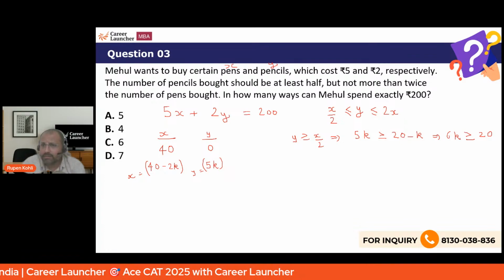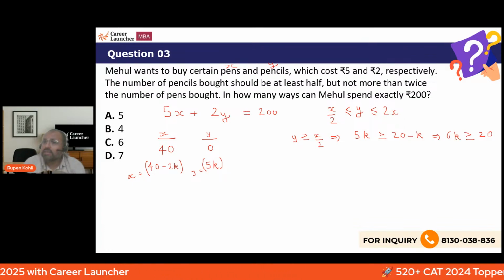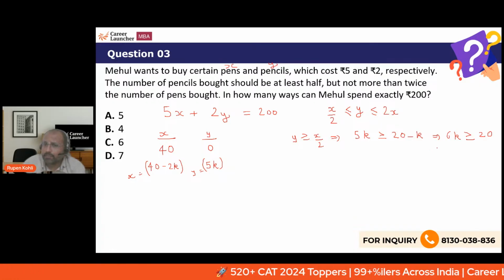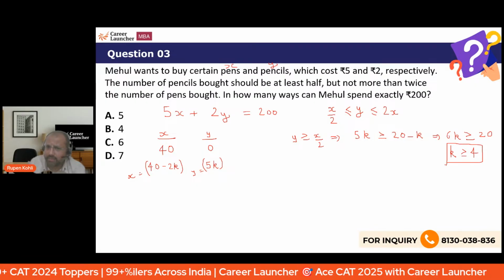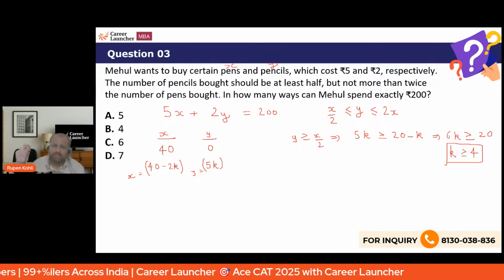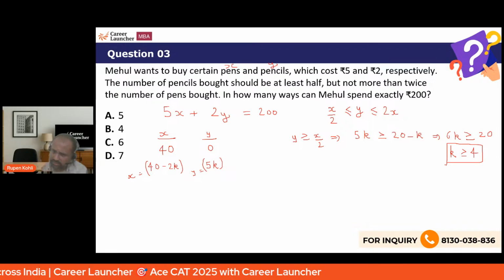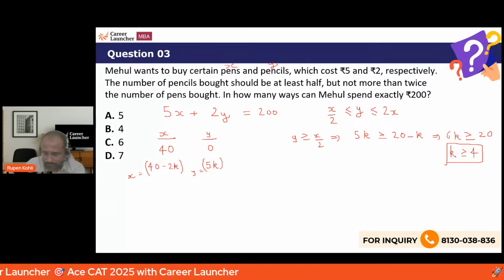What does that mean? 6 into 3 is 18. 18 is not more than 20. 6 into 4 is 24. 24 is more than 20. So k can be 4 and onwards, right? 20 by 6 is 10 by 3 is 3.33. I'm looking for only integer values. So k starts from the value of 4.